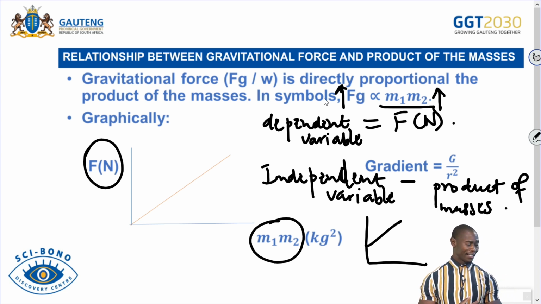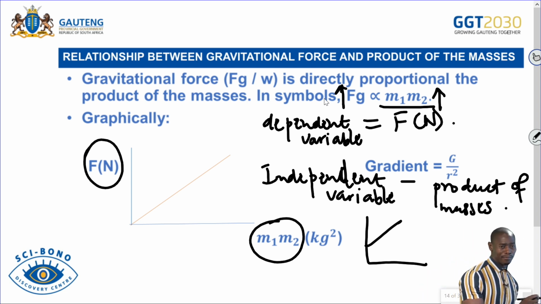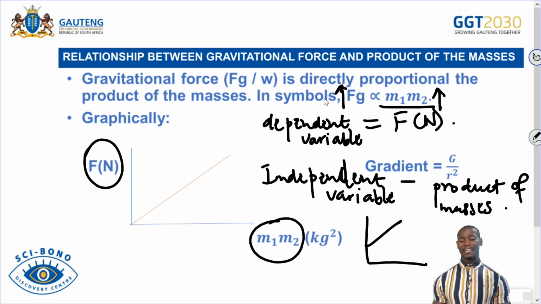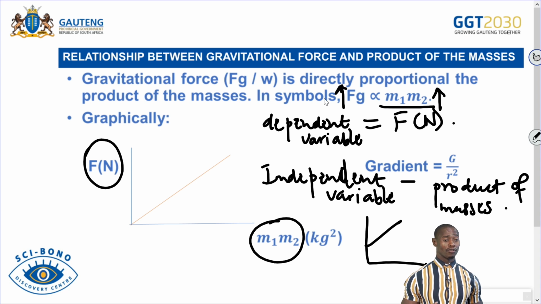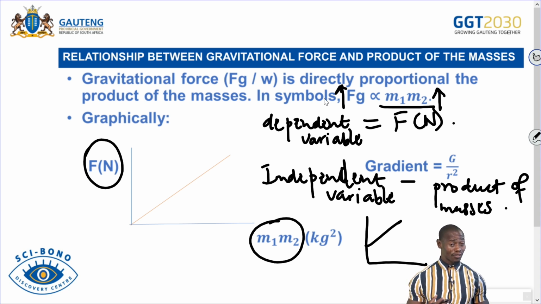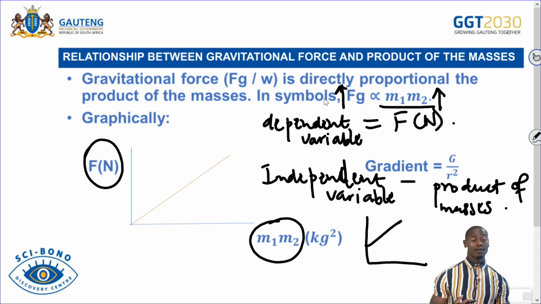But as the independent variable increases, what happens to the dependent variable? It also increases, but there's no direct proportionality. For direct proportionality, the graph must start from the origin.